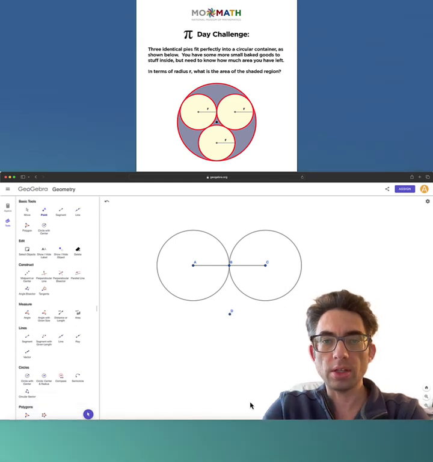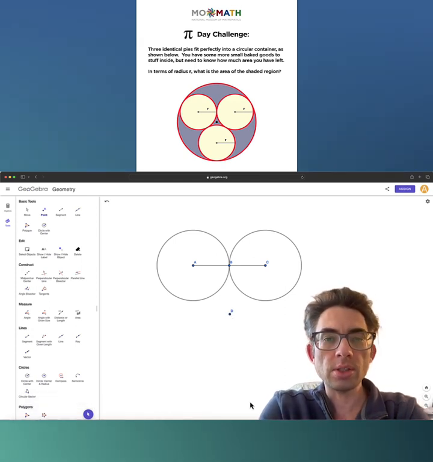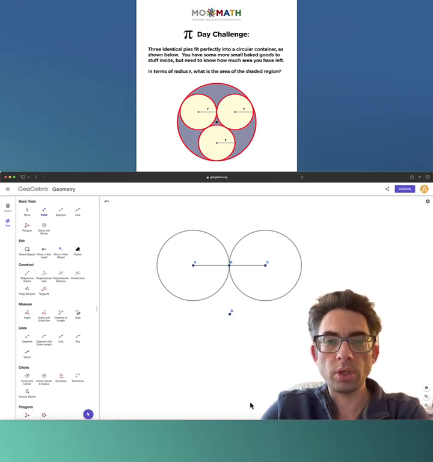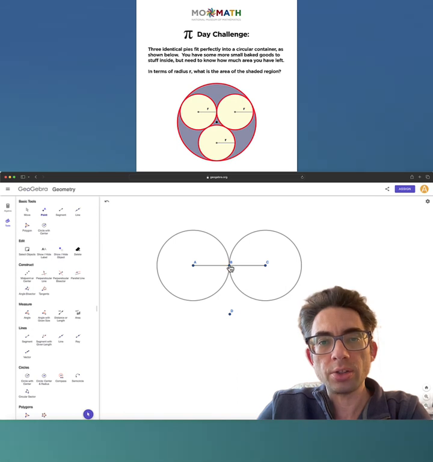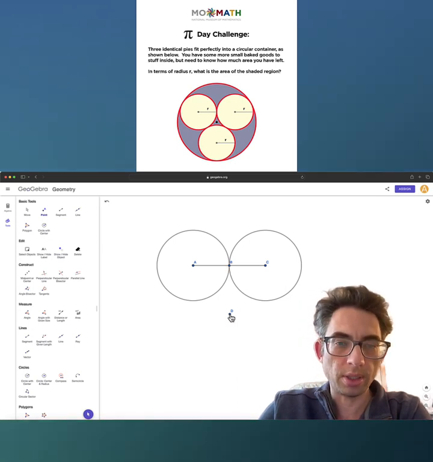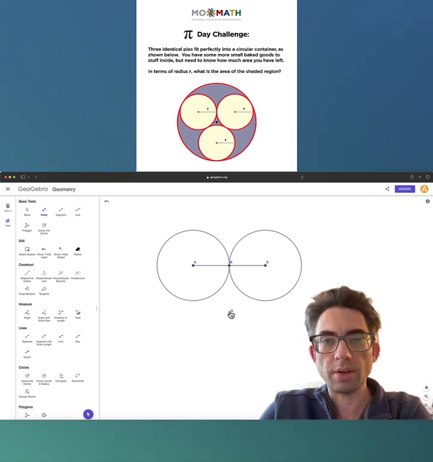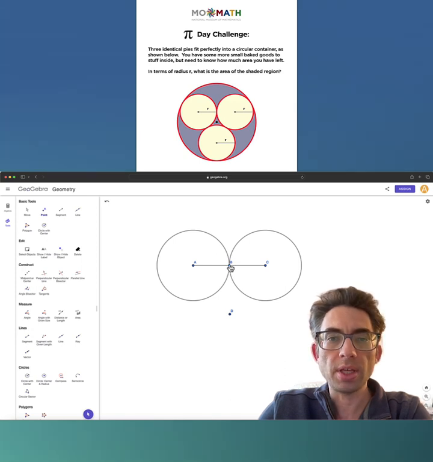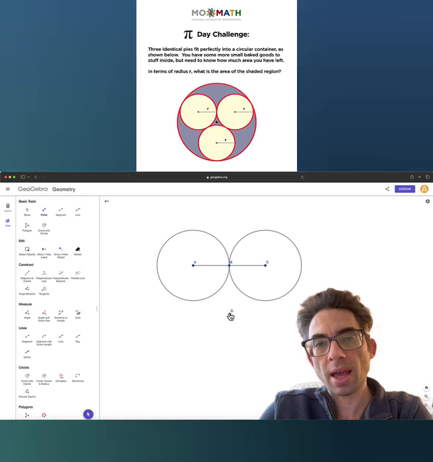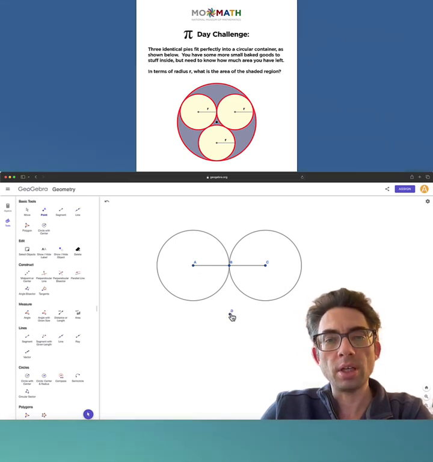Boom. Okay, so this is tentatively a central point for the third circle. Now, we know that it's got to be directly under B. This looks like it's a little bit shifted to the left here, but we'll fix that. But the idea is that it has to be directly under B, and it has to be kind of diagonally from A.